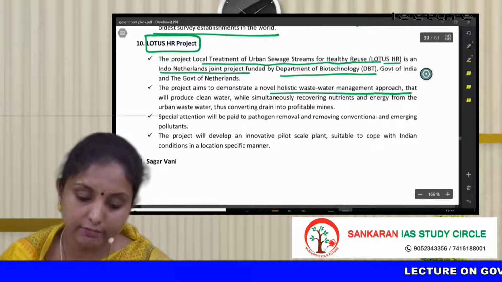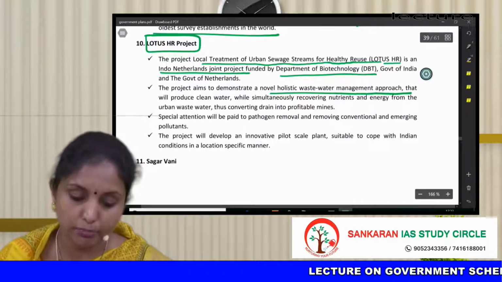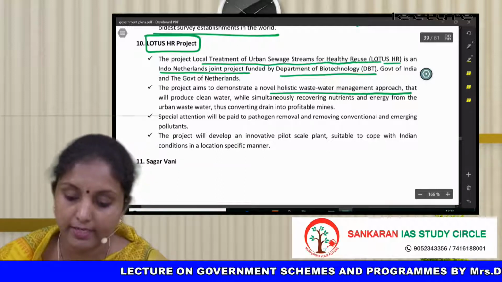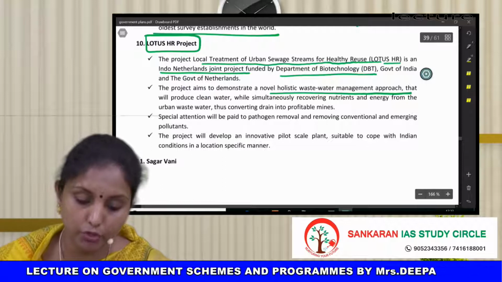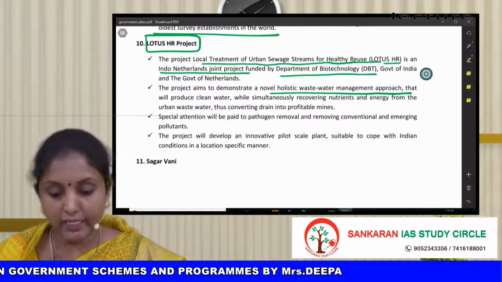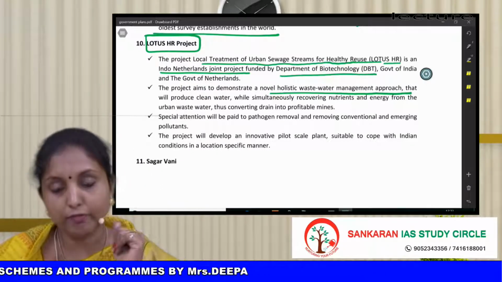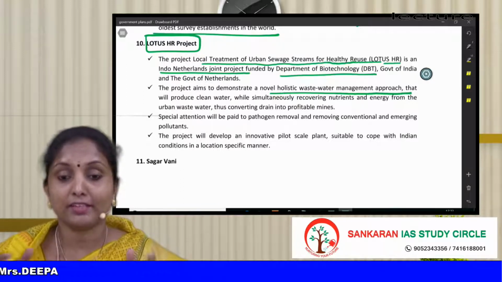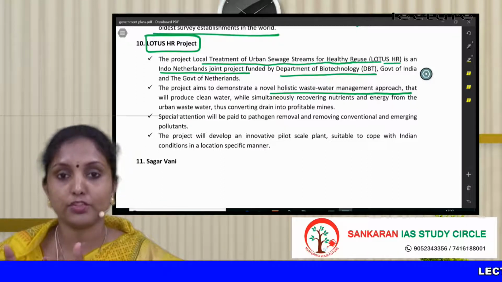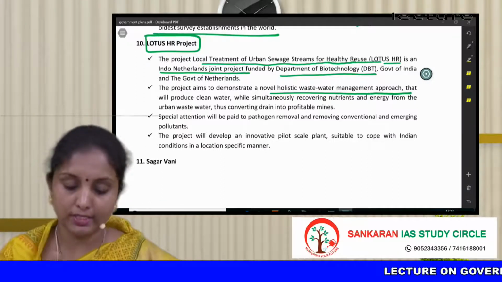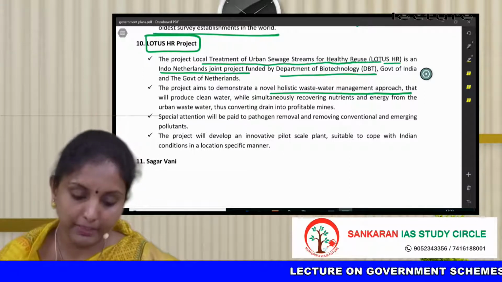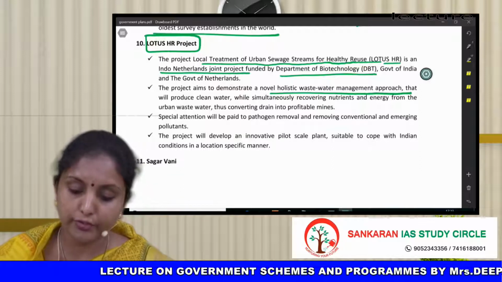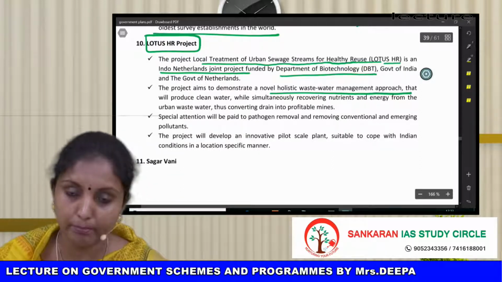The facilities provided under this project will produce clean water while simultaneously recovering nutrients and energy from the urban wastewater, thus converting the drain into profitable mines. Best sort of waste: they are actually converting that one waste into a useful product, profitable. Special attention will be paid to pathogen removal and removing conventional and emerging pollutants.